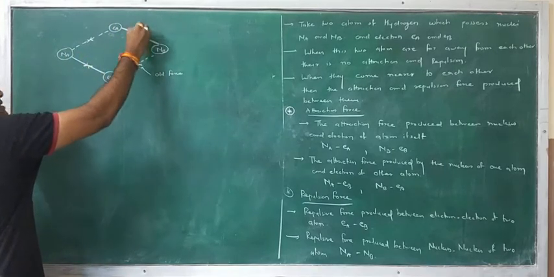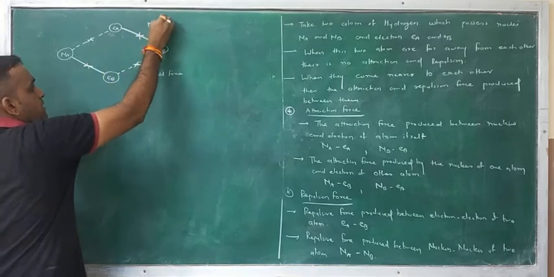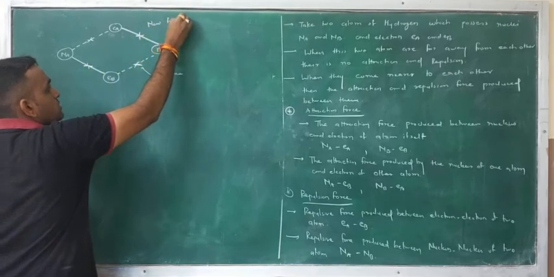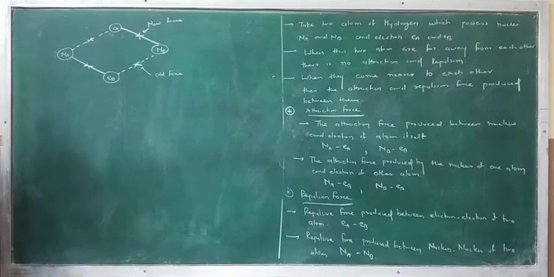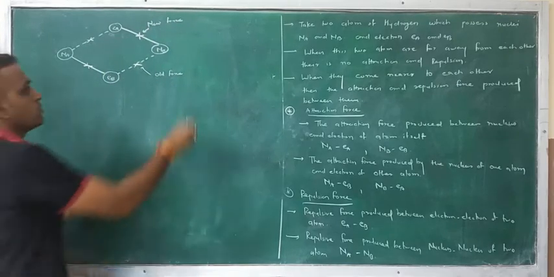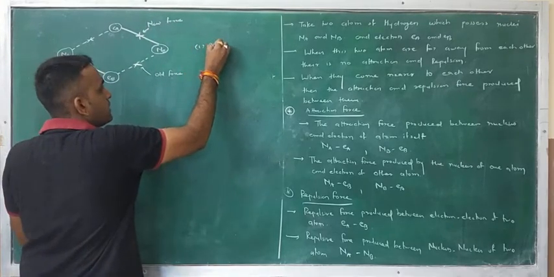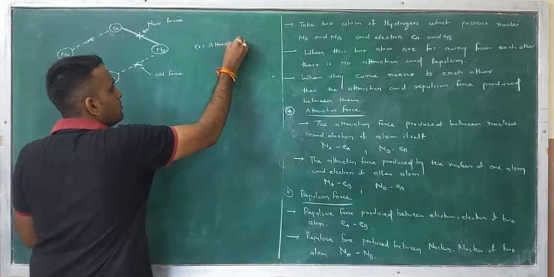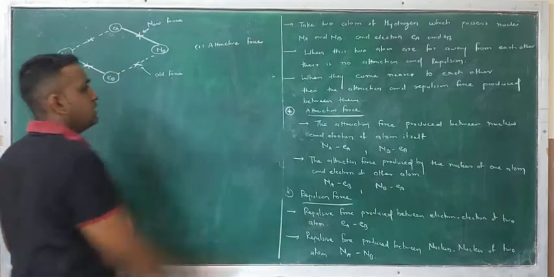Between this we can say new force. Understand? Force. Is it clear? So this we can say attractive force. यहाँ पे मैं लिखता हूँ attractive force. Right? Now repulsive force.